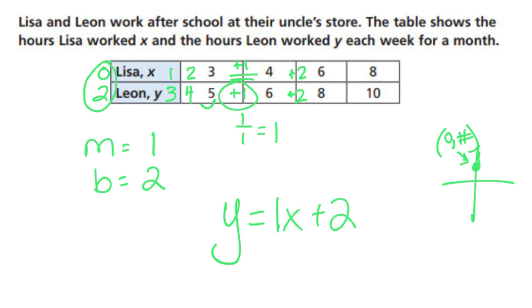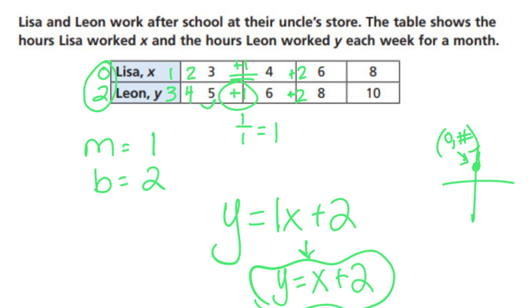So my equation is y equals 1x plus 2. Now, if you were looking at this in a multiple choice setting, you would not be given the 1 in front of that x. So it's going to look like x plus 2, which is the simplest form of that.